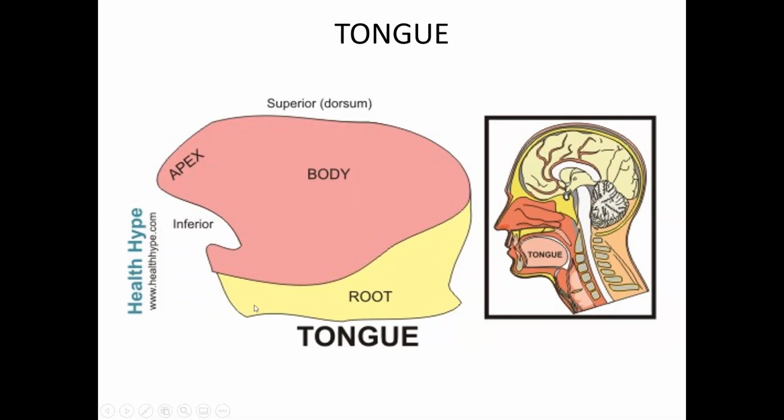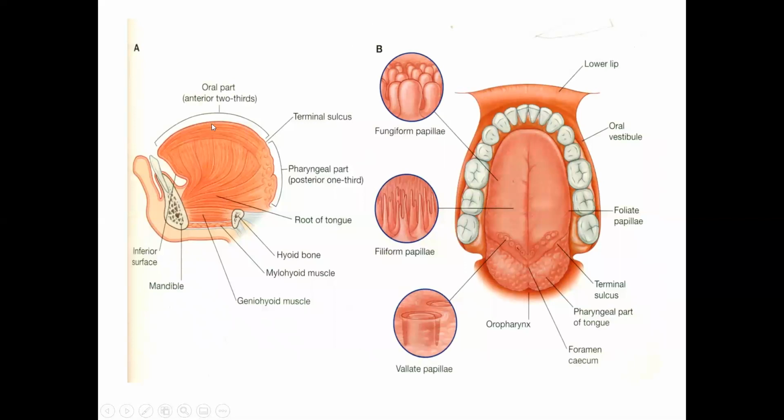And here we have the root of the tongue. The root of the tongue takes origin from the hyoid bone, and the muscles of the tongue go upward and make the body of the tongue. You can see here, these are the parts of the tongue.